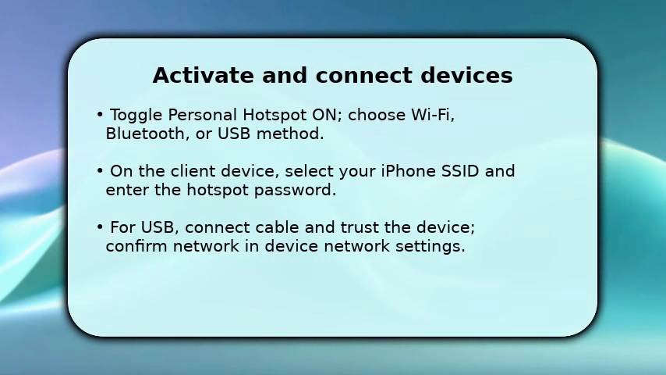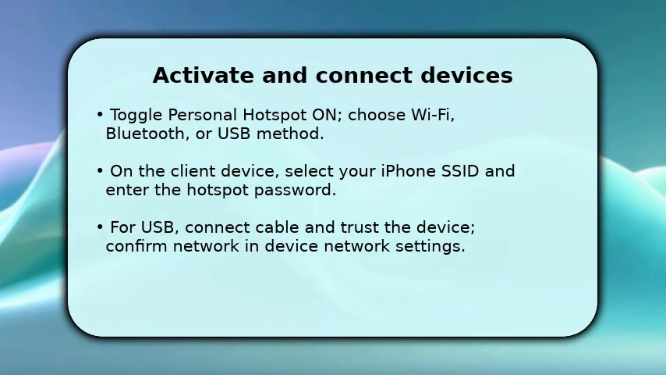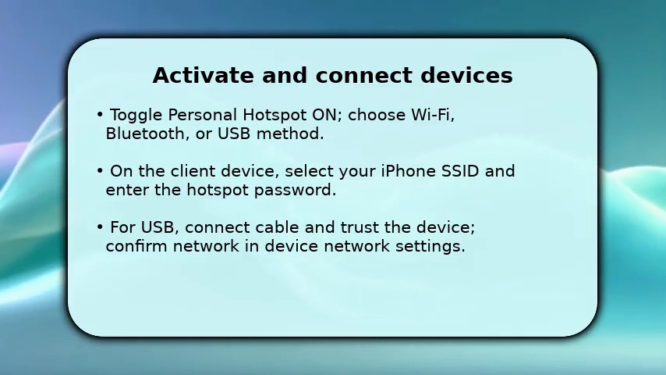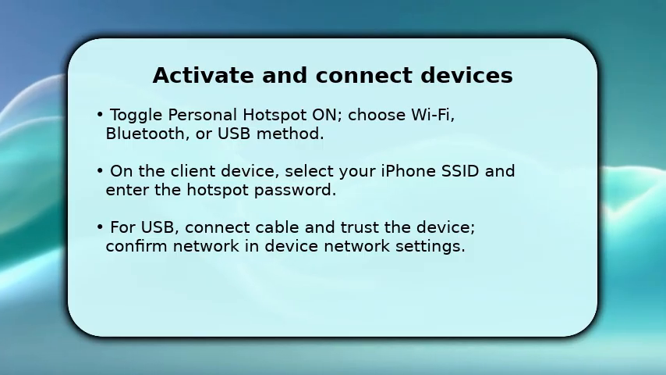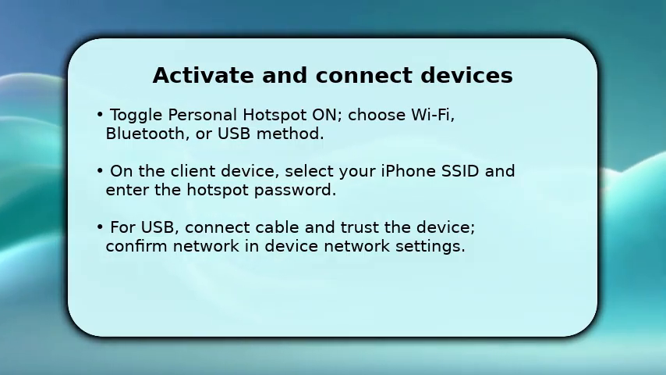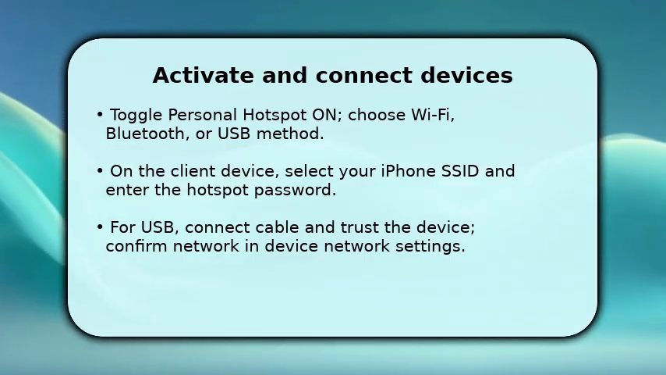You'll see options for Wi-Fi, Bluetooth, or USB tethering. Pick the method that fits your situation. If using Wi-Fi, have the connecting device select your iPhone's SSID and enter the password shown. For Bluetooth, pair both devices first, then enable internet sharing. For USB, plug in the cable, trust the computer when prompted, and choose the iPhone as the network adapter.